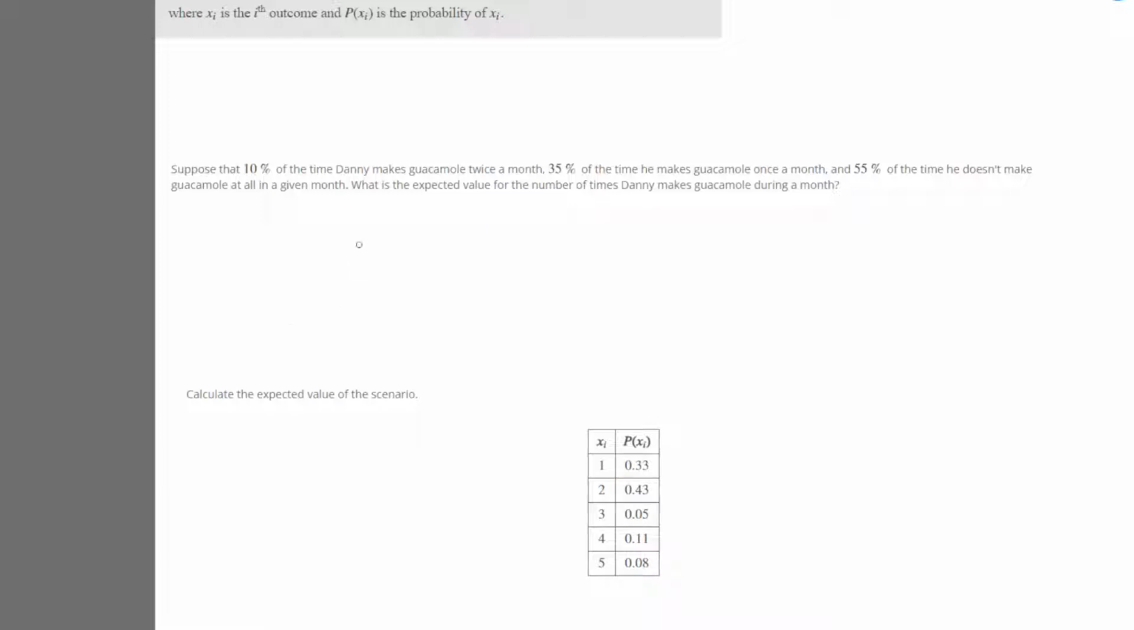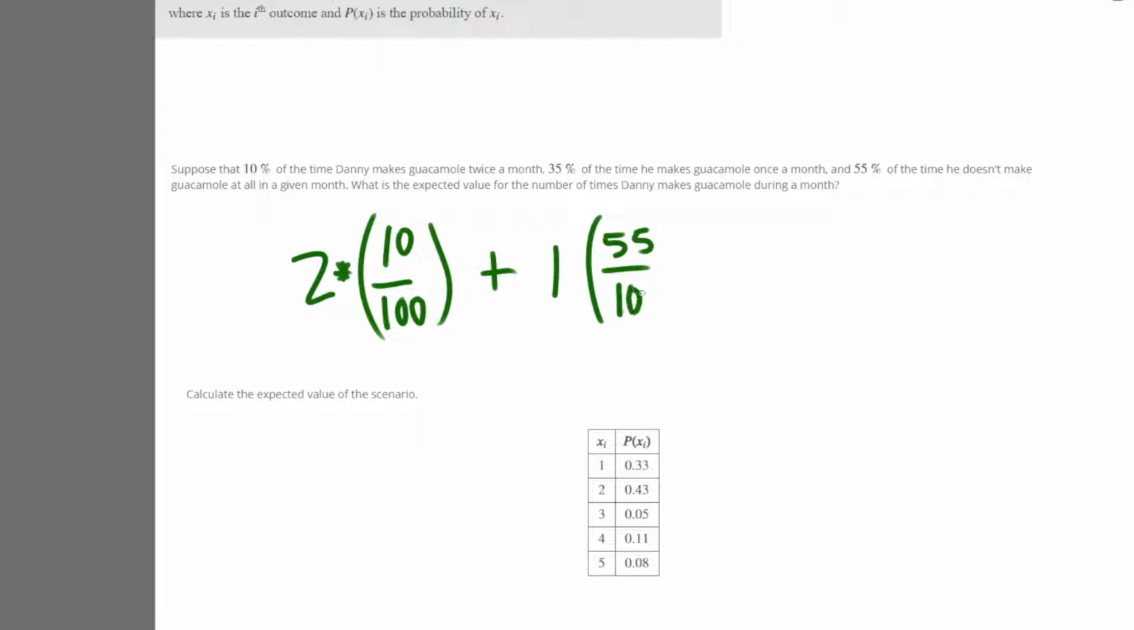So we know that 10 out of 100 times he makes guacamole twice. So we can have 2 times 10 over 100. And then the second event happening is that he makes guacamole once a month. So our value will be 1, and it'll be 55 over 100. And the last event is that he doesn't make guacamole at all, which is 0. And the once a month should be 35%. And then the last one is 55 over 100.